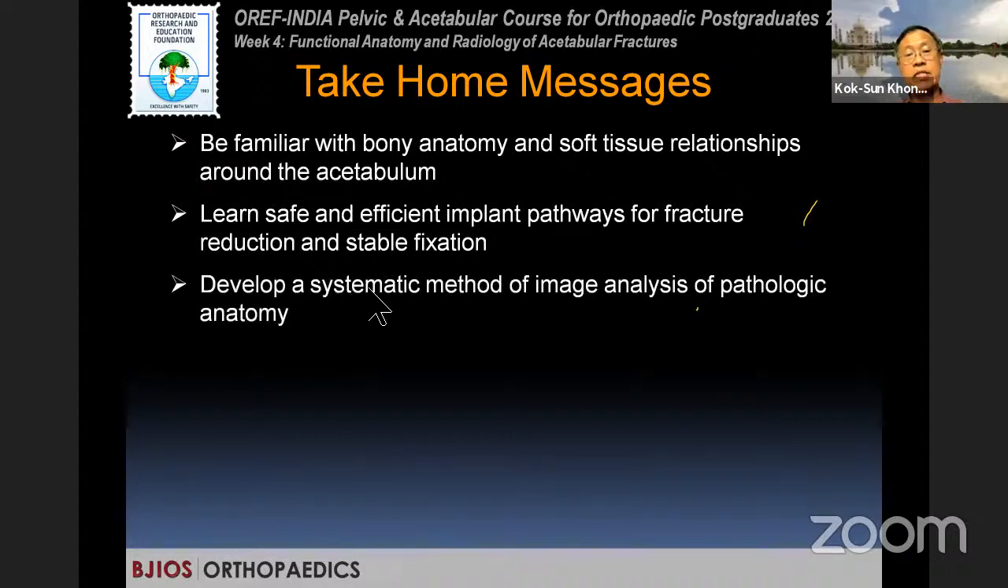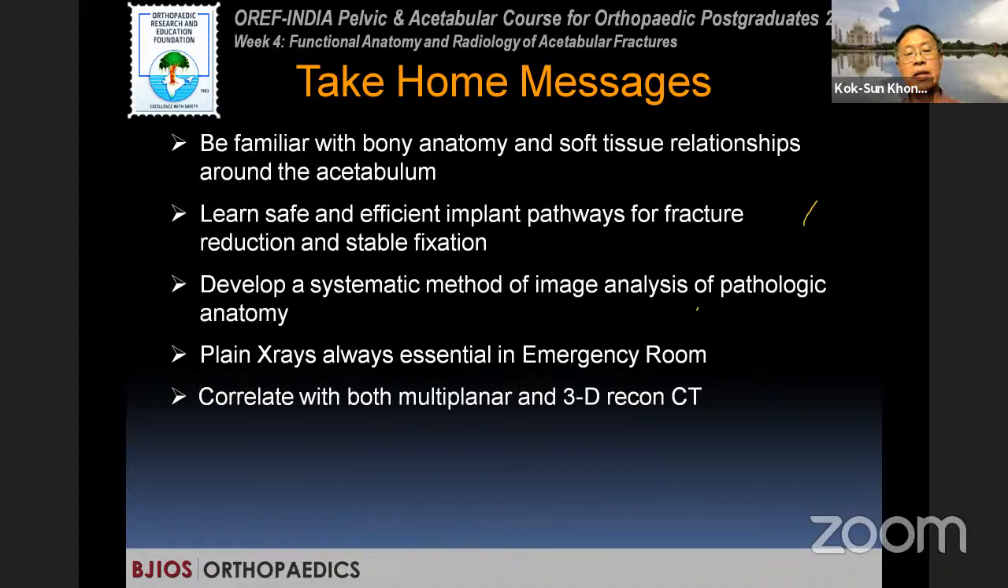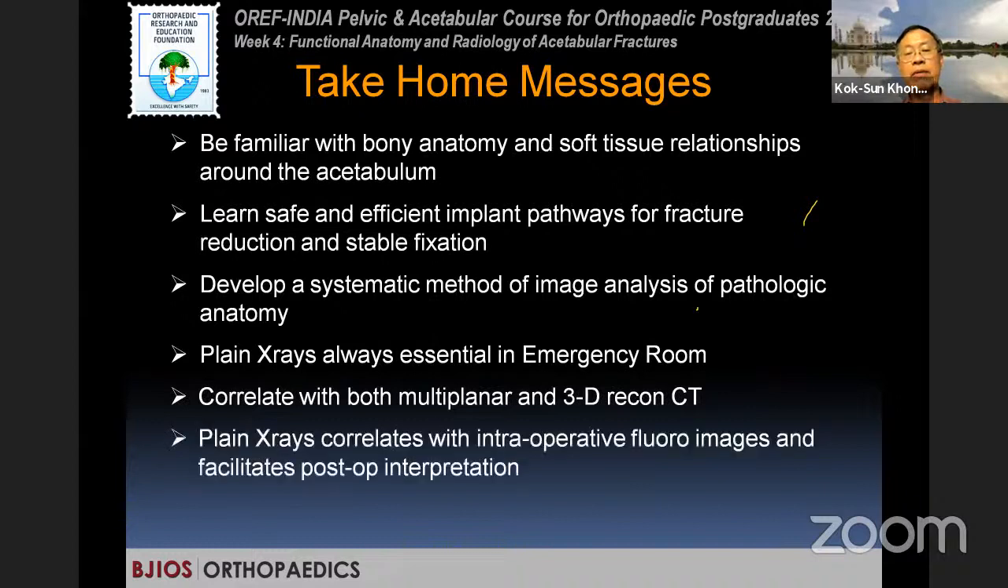Develop in your own mind a systematic method of image analysis, which will of course include plain X-rays, which is always essential before you send the patient to CT scan. Then correlate with a CT scan for your pre-op planning. But remember that within the operating field, you generally only have fluoro images, which are two-dimensional, and then you have to, in your mind, interpret them to prevent any complication or implant malposition.